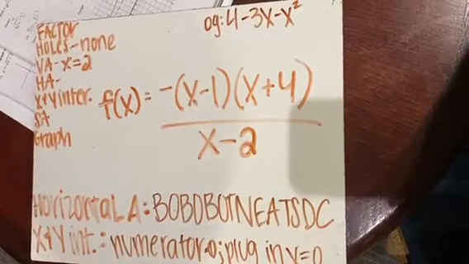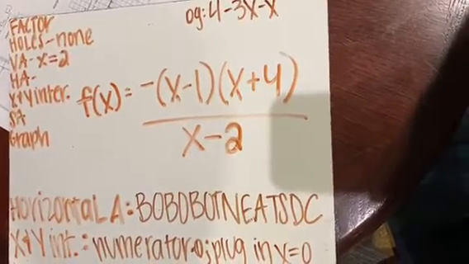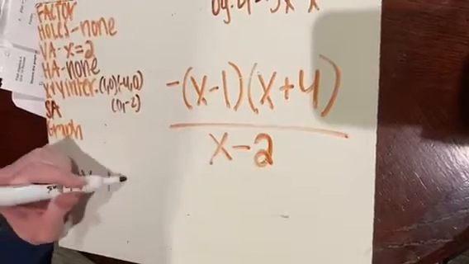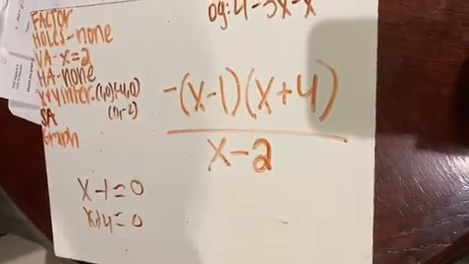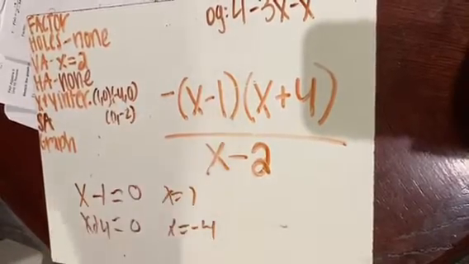To find the x-intercept, you need to set the numerator to 0. To find the y-intercept, you plug in 0 for x. For the x-intercept, you get x minus 1 equals 0, and x plus 4 equals 0, which is going to equal x equals 1 and x equals negative 4.